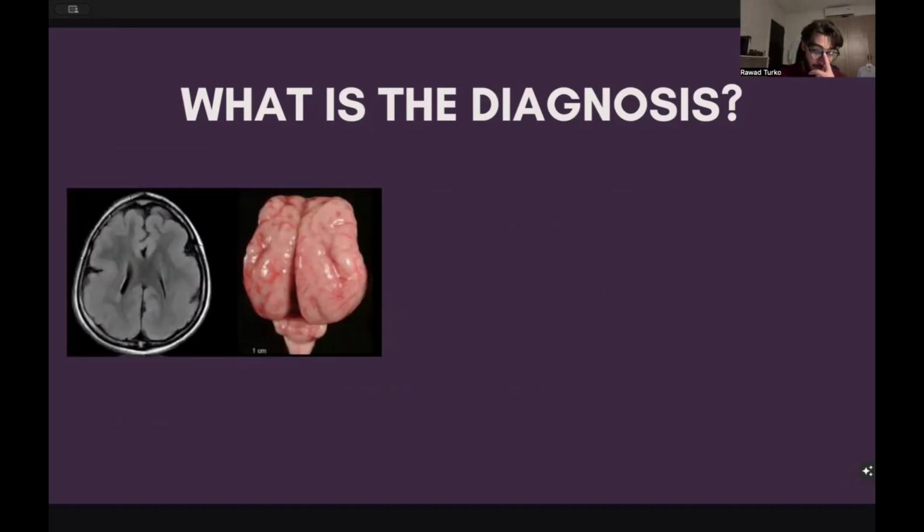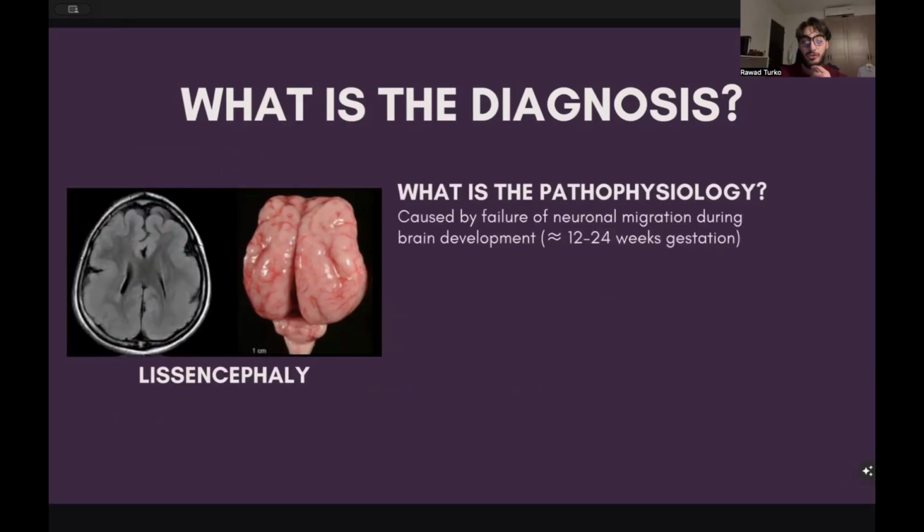Okay. Now moving on, what's the diagnosis for this? You'll see here there's a smooth brain. There are not a lot of sulci or gyri. So this is lissencephaly, or people call it smooth brain. So what is the pathophysiology? This is caused by failure of neuronal migration during brain development.